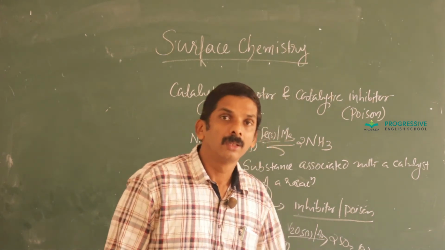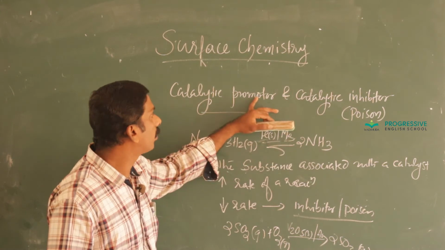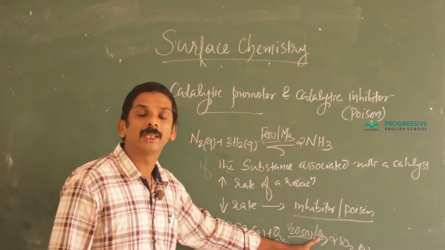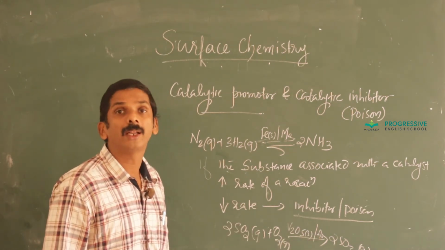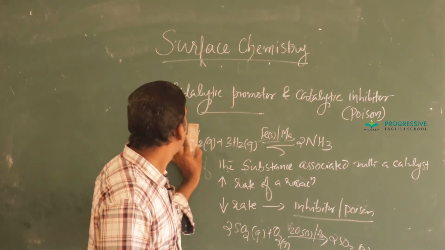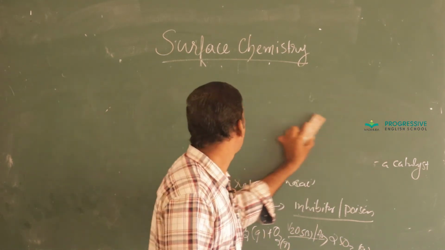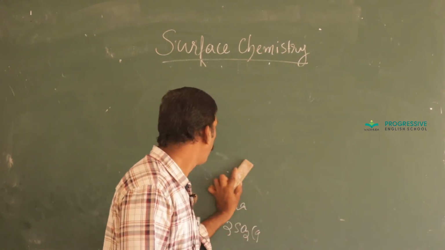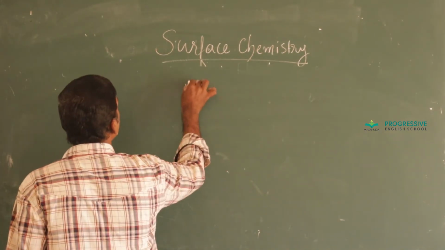Clear? That is, a substance associated with a catalyst that increases the rate is called a promoter. If the substance associated with a catalyst decreases the rate, it is called a catalytic inhibitor or catalytic poison. Okay. Next is about homogeneous and heterogeneous catalysis.